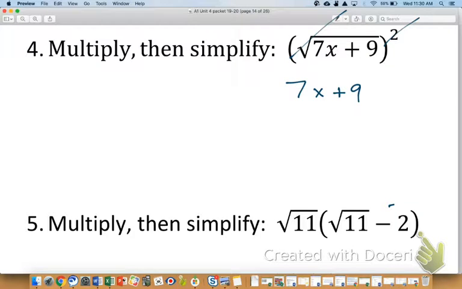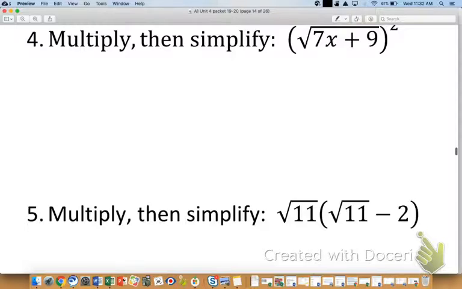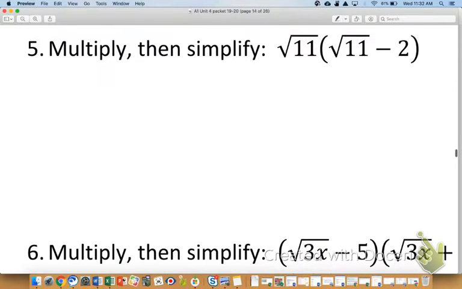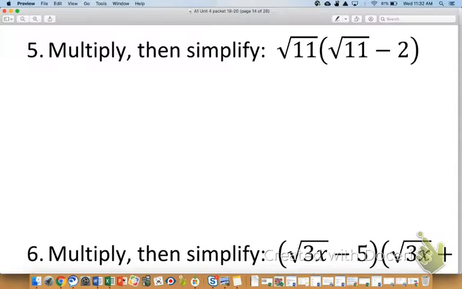Then our last one for the day is number 5. I'm really hoping that when you look at number 5, a particular property jumps out to you. Distributive property, yes. Do you see how this square root of 11 right here is being distributed through the parentheses? So, square root of 11 gets distributed here and here.